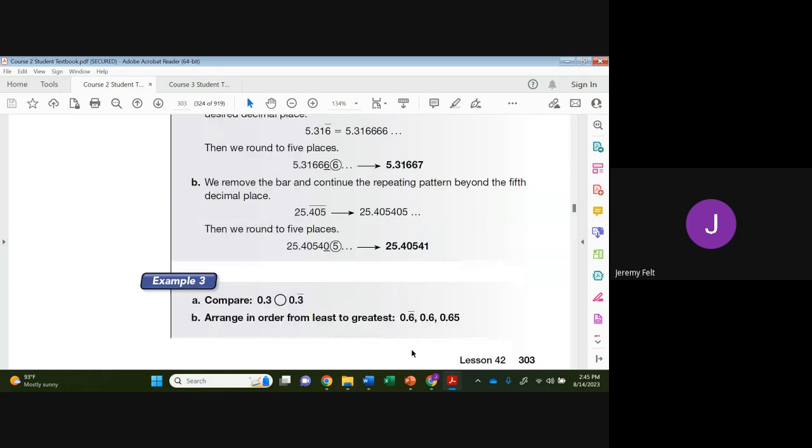So we just looked at that example, actually 0.3 and 0.333. Well, this one's going to be 0.3000 forever. This one's going to be 0.33333 forever. So this one would be greater than this one. Then if we have 0.6 repeating forever, 0.6 and 0.65, and we want to arrange those from largest to smallest, how are we going to do that?